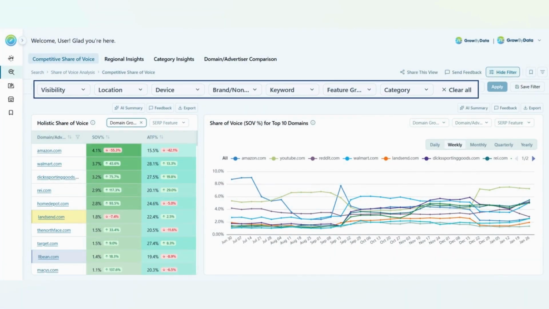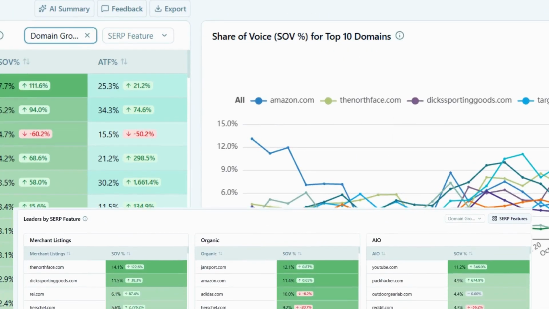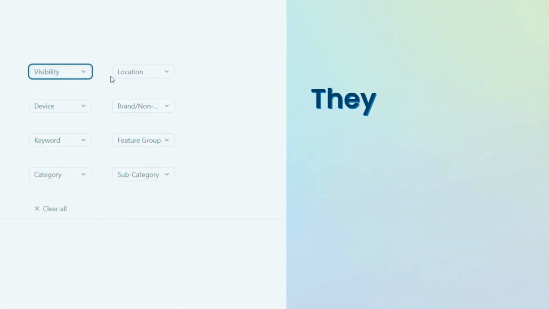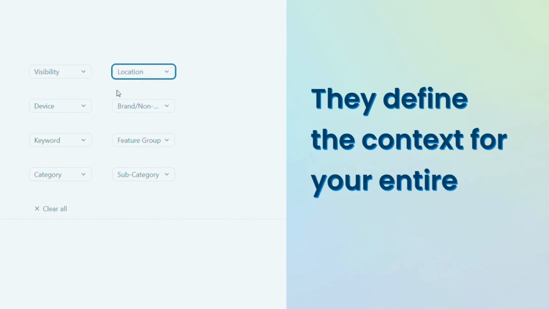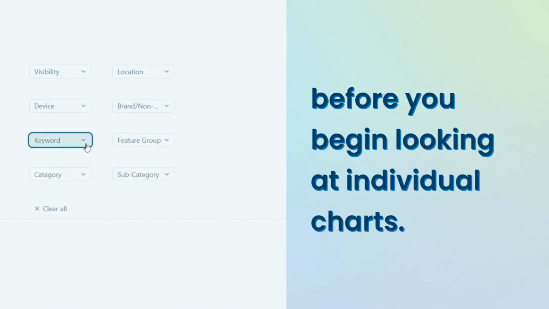These filters sit at the top of every page in Compass. When you change one of them, it updates every chart and table on that page. Think of page-level filters as your starting point. They define the context for your entire analysis before you begin looking at individual charts.